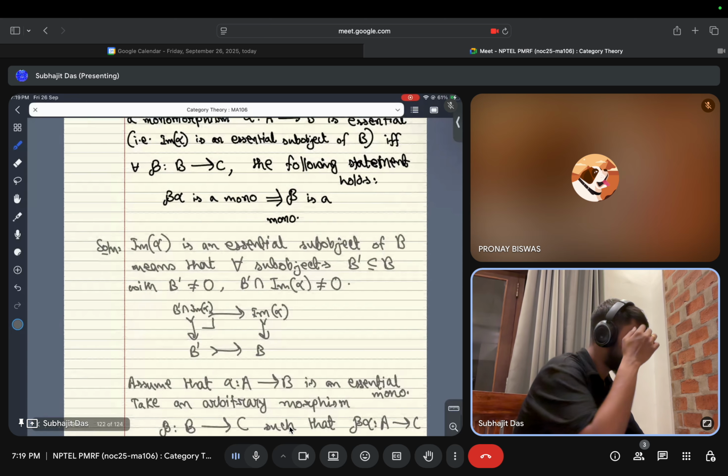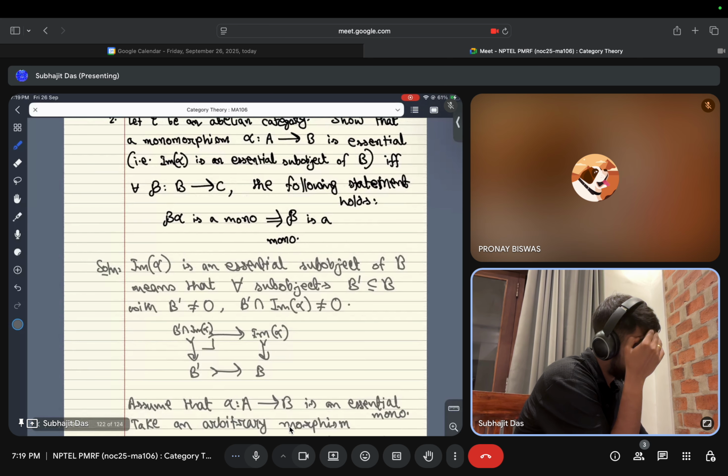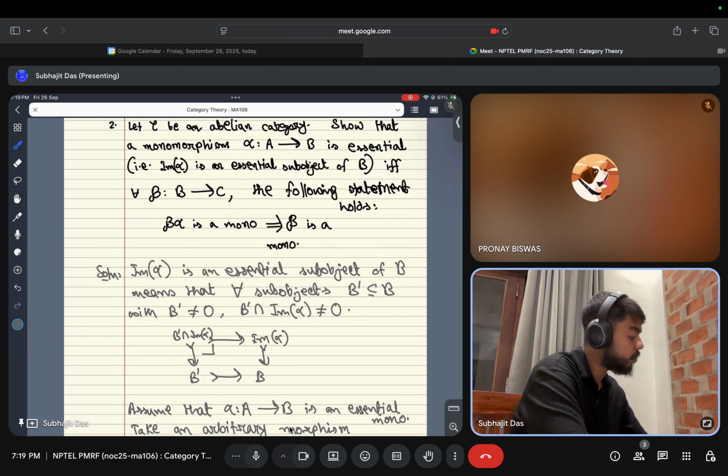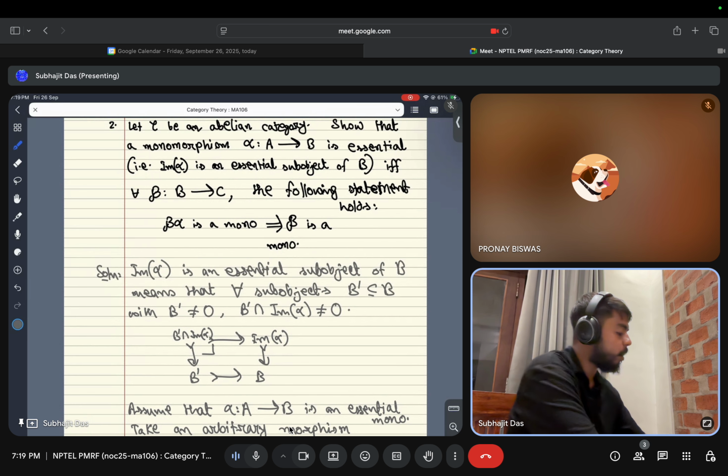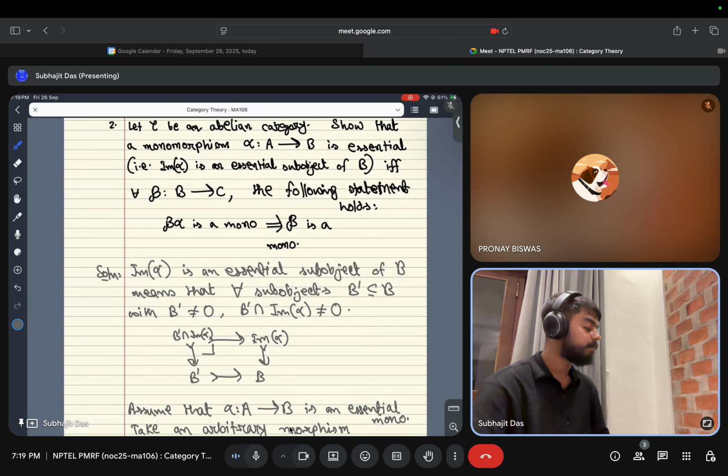Okay, so one side of this is proven. Let's try to show the other side. So now what we do is we assume that our alpha has this property that whenever beta is any arrow from B to C, then the following statement holds: beta alpha is a mono implies beta is a mono.